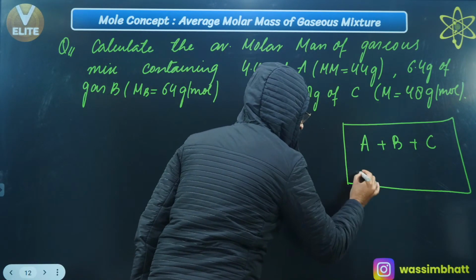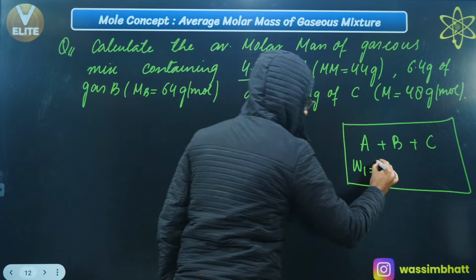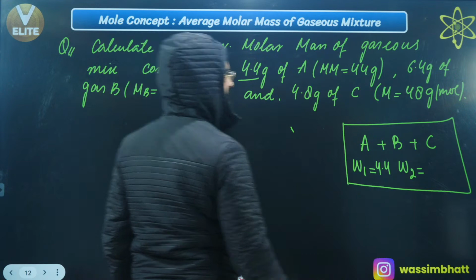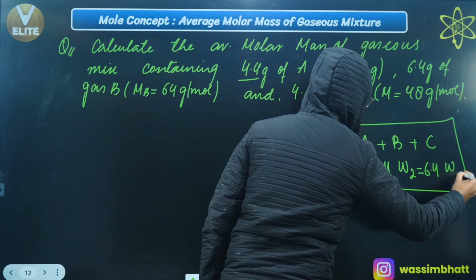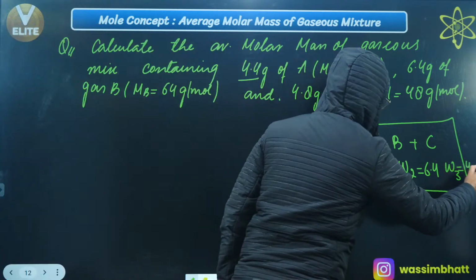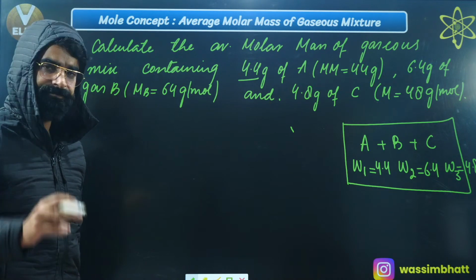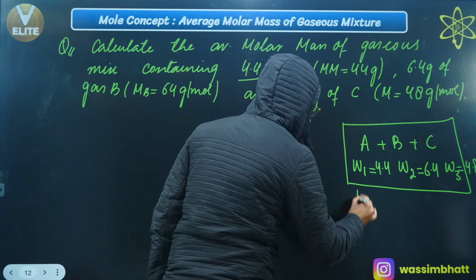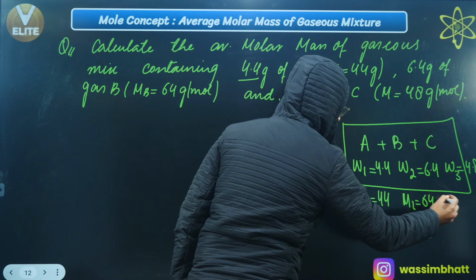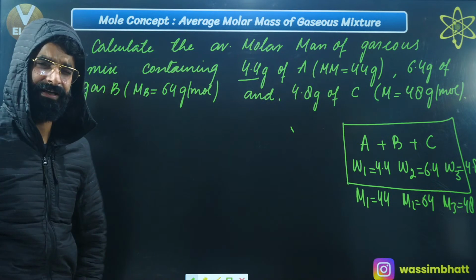I am given the mass of gas A, which I represent by W1, that is 4.4 grams. Mass of gas B in the container, which I represent by W2, is 6.4 grams. And mass of gas C is 4.8 grams. Now have a look. Molar mass of gas 1, I'm given 44 grams per mole. Molar mass of gas 2, 64 grams per mole. Molar mass of gas 3, 48 grams per mole. Every single thing is given to me.